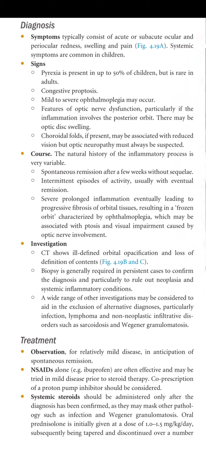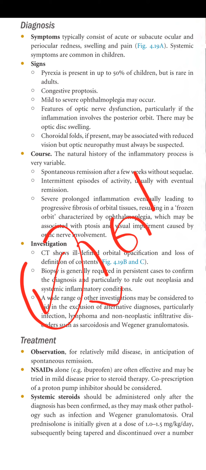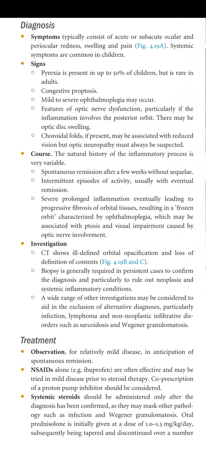Treatment can be observation for relatively mild disease in anticipation of spontaneous remission. NSAIDs alone, for example ibuprofen, are often effective and may be tried in mild disease prior to steroid therapy. Co-prescription of a proton pump inhibitor should be considered. You know that steroids and NSAIDs cause gastric problems, so you must give a proton pump inhibitor for gastric protection along with the steroids as well.